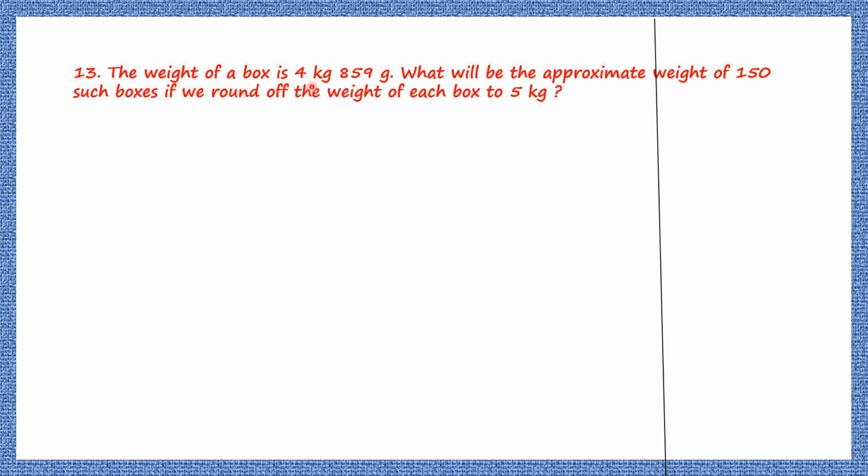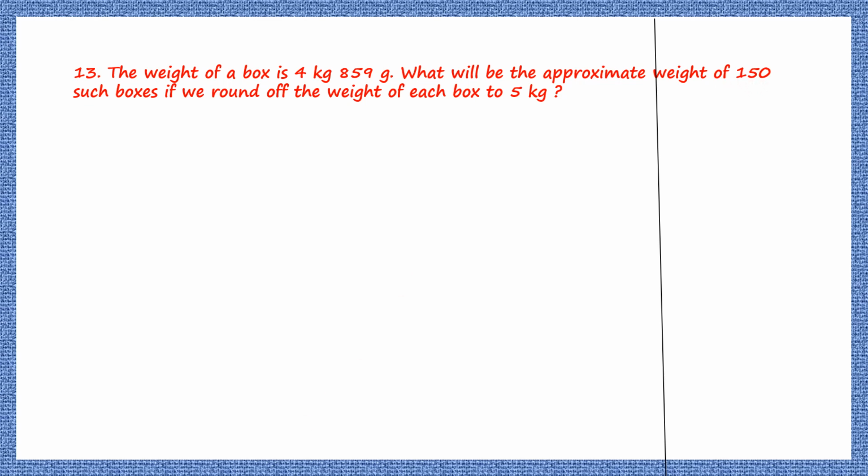Question 13. The weight of a box is 4 kilograms 859 grams. What will be the approximate weight of 150 such boxes if we round off the weight of each box to 5 kg? So this is the weight given, but we've been asked to round it off to 5 kg and then find the approximate weight of 150 such boxes.